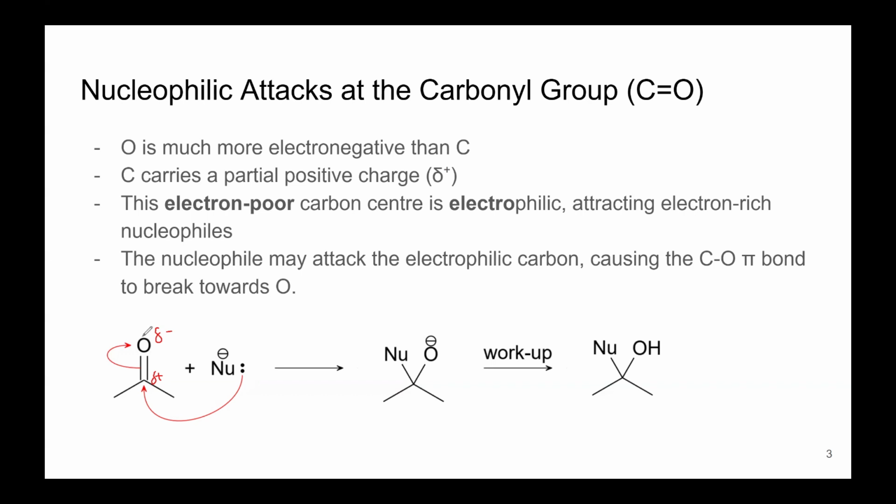So in this case, you might think, hey, this oxygen has a partial negative charge. Why wouldn't it react with an electrophile? Well, this is because the attraction of this oxygen towards electrophiles is much weaker than the attraction of this partial positive carbon towards the nucleophile. So the nucleophile would attack at this place instead.